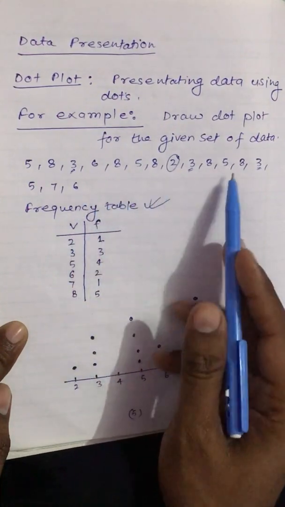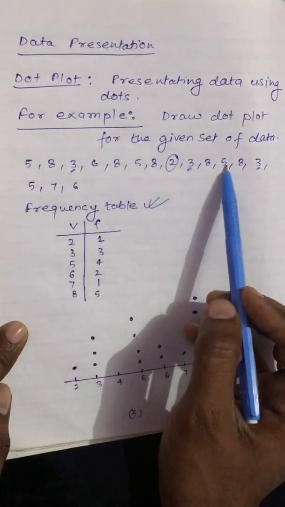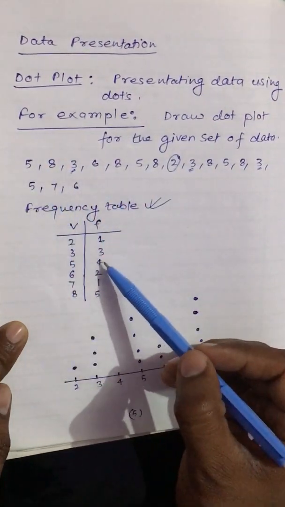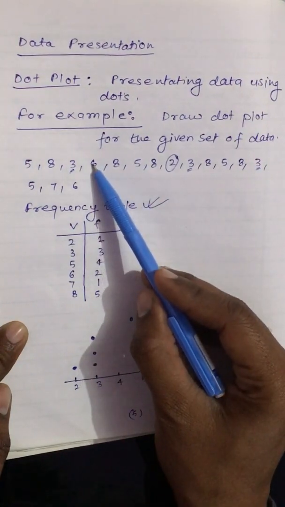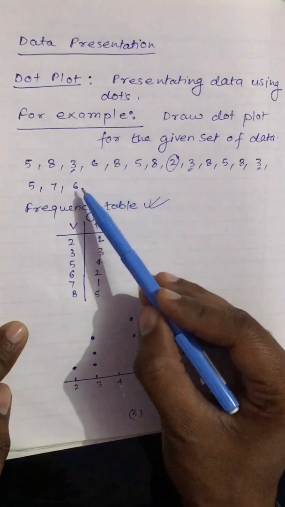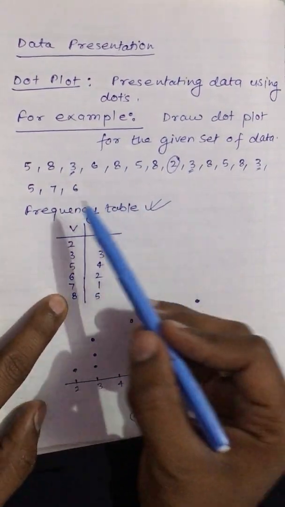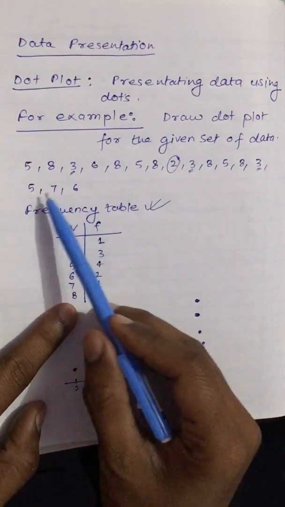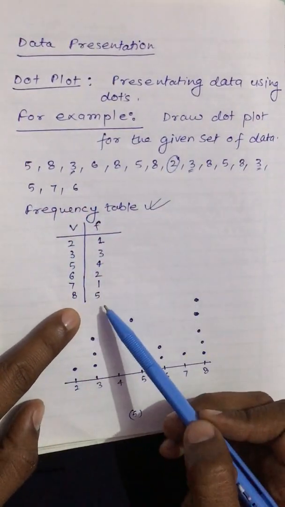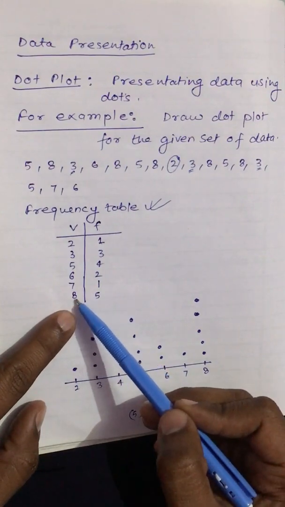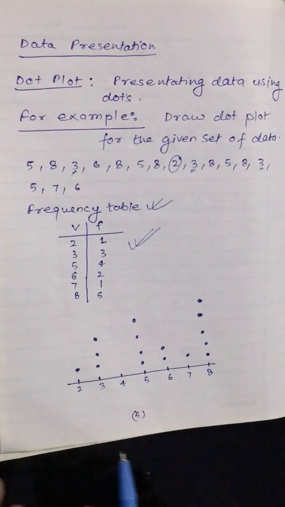4 we do not have. Next we have 5. How many 5 do we have? 1, 2, 3, 4. So frequency of 5 is 4. 6. How many times do we have? 1 and 2. So frequency of 6 is 2. 7. How many times? Only once. 8. How many times? 1, 2, 3, 4 and 5. Understand? So frequency of 8 is 5. So first we create the frequency table. Now we're going to draw the dot plot.